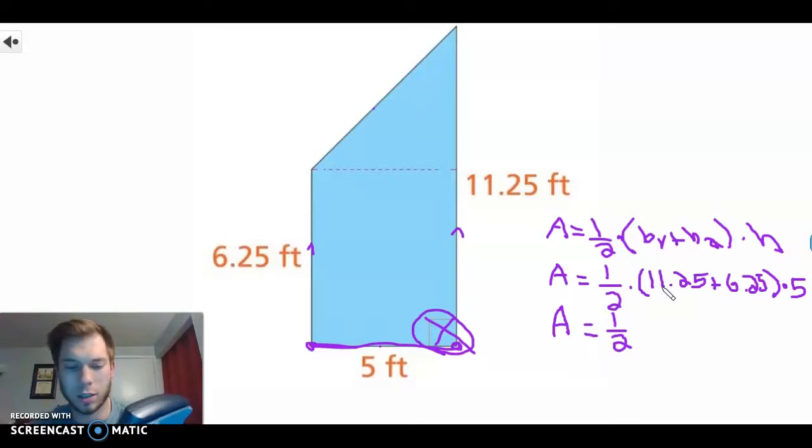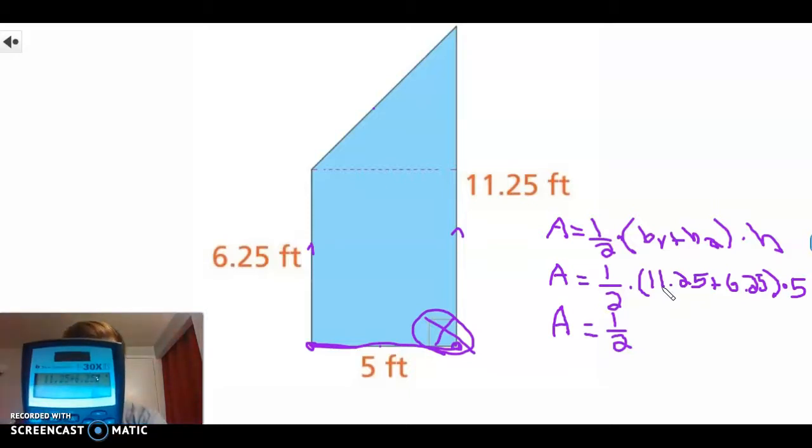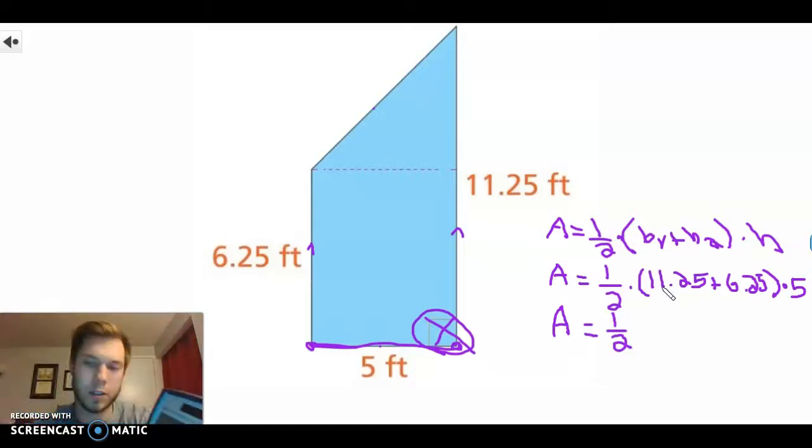enter. I missed a decimal there. Let me retype that in. Okay, should have that in your calculator. Then go ahead and hit enter. And when you do that, you're going to end up with 17 and 5 tenths.